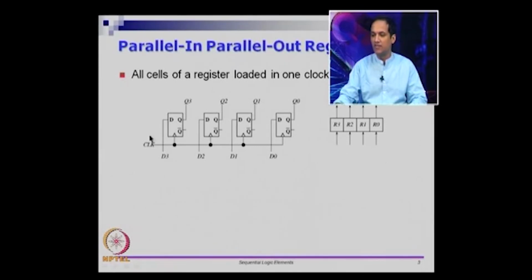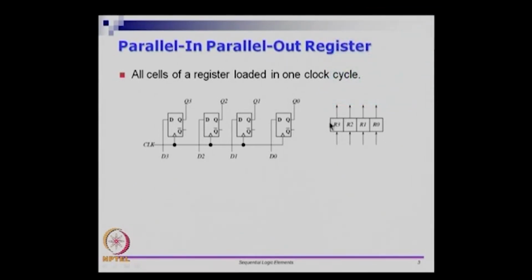Usually we hide all these details and we may use a symbol like this, R3, R2, R1, R0, with 4 inputs coming in and 4 outputs going out. We are hiding the clock specifically. Sometimes we use a notation which is even simpler than that, which just puts a box with one arrow in and one arrow out, which says there is one input and one output, and the input and output could be multiple bits.